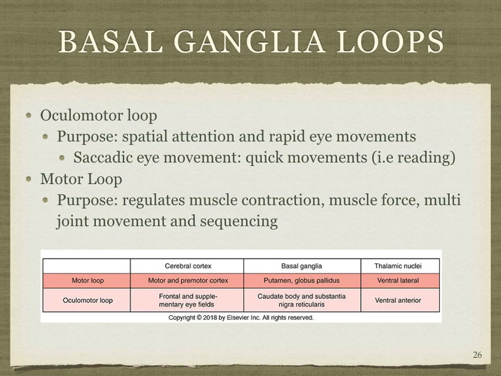So here on slide 26, we get into our motor loops. And in our motor loops, we have our motor and our ocular motor. So with our ocular motor, this is seeing rapid eye movement, which is commonly, another term is called saccades. So saccades are these quick movements like reading. So for example, you can do saccadic movement.